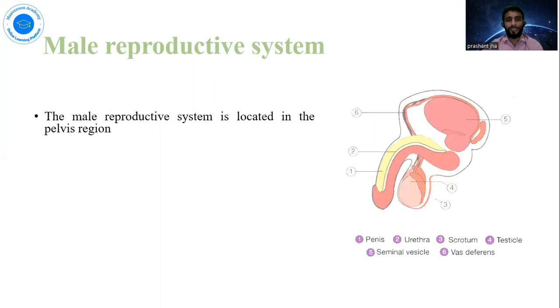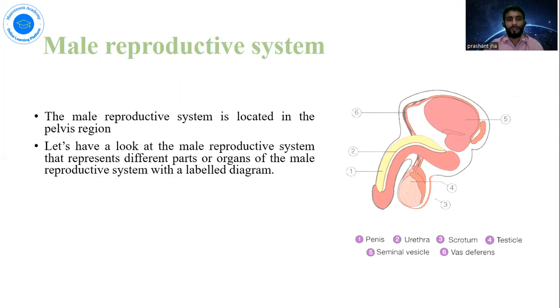The male reproductive system is located in the pelvis region. Let's look at the male reproductive system, which represents the different parts or organs of the male reproductive system with a labeled diagram. We can see in this image the penis, urethra, scrotum, testicles, seminal vesicle, and vasa deferentia.